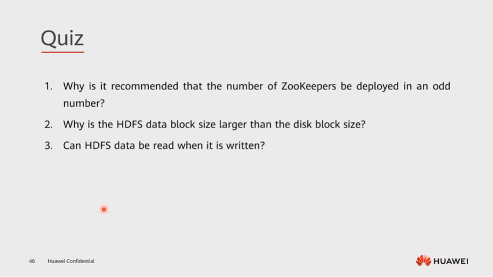Okay, there are some questions. First, why is it recommended that the number of servers in a Zookeeper cluster be deployed in an odd number? Actually, in such deployment mode, the disaster recovery capability between odd and odd plus 1 is the same, but the deployment cost is lower. Second, why is the HDFS data block size larger than the disk block size?